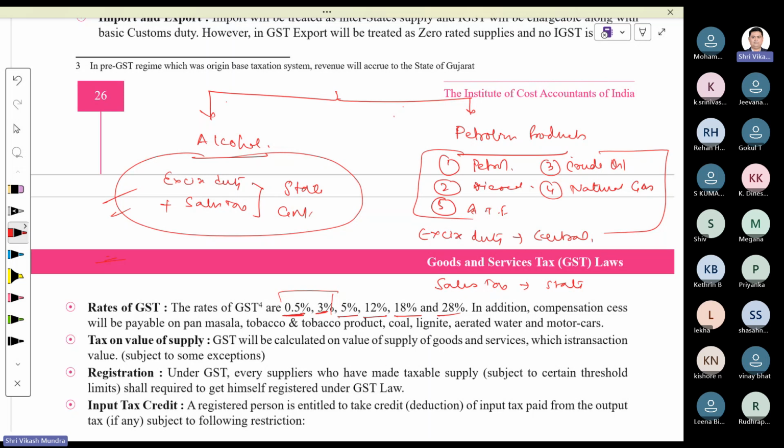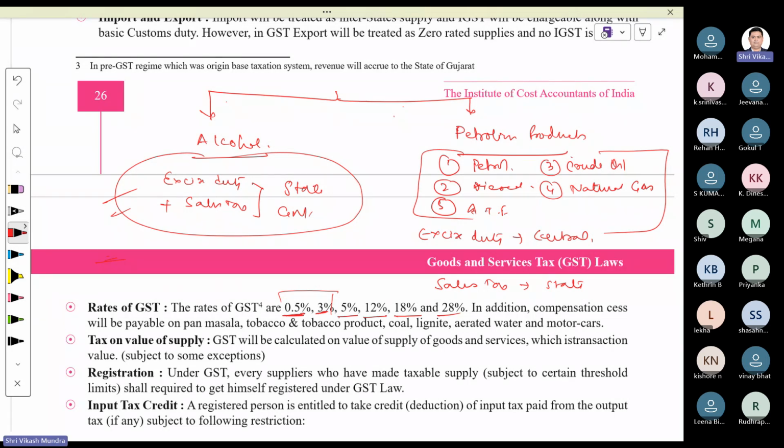So there are two sets of products on which GST is not applicable. Number one is alcohol. On alcohol, what taxation is applicable? The existing system, that is excise as well as sales tax, are levied by the state government. And to levy GST on it, we need to amend our constitution again. Without an amendment in the constitution, it is not possible to levy GST on it. On the other hand, five petroleum products are kept outside the purview of GST. We can say that on these, GST is deferred.